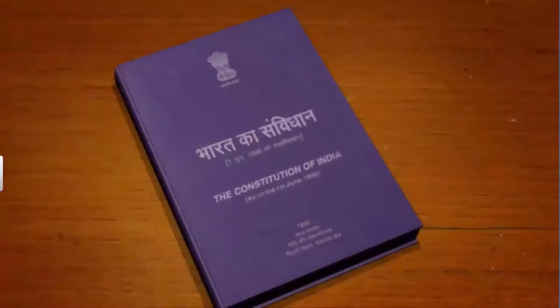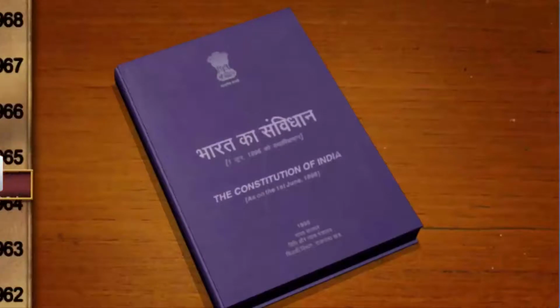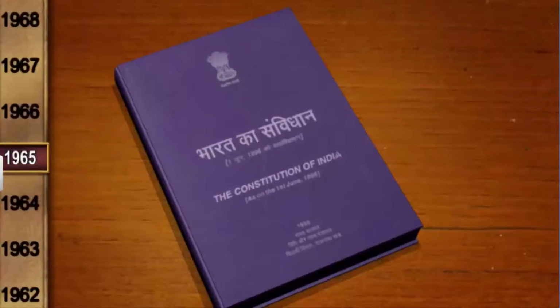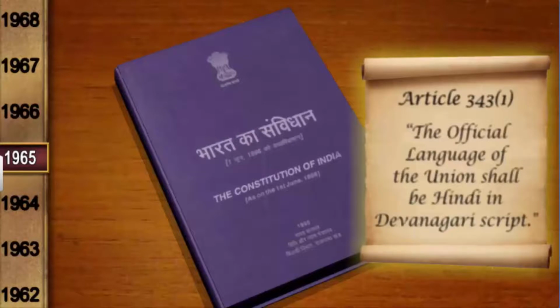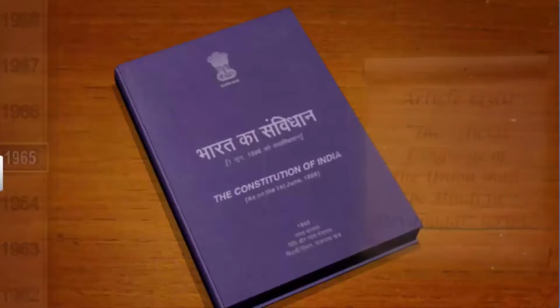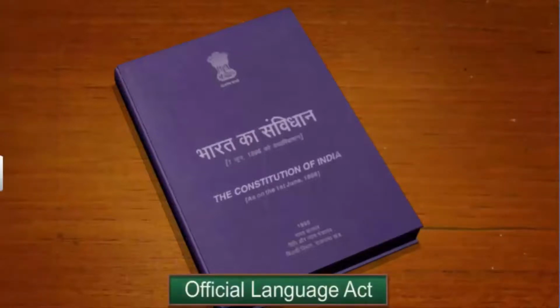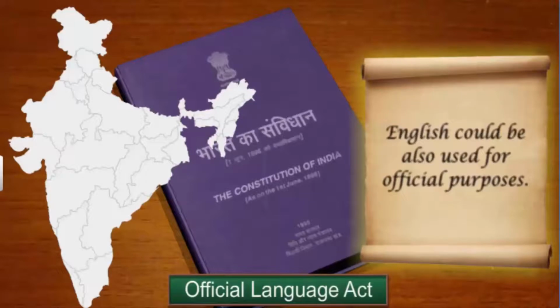According to the Constitution, the use of English as an official language was to stop in 1965. However, this did not happen due to the opposition and agitation of non-Hindi speaking states. The Official Language Act states that English would remain the official language of the country so long as non-Hindi speaking states desire.